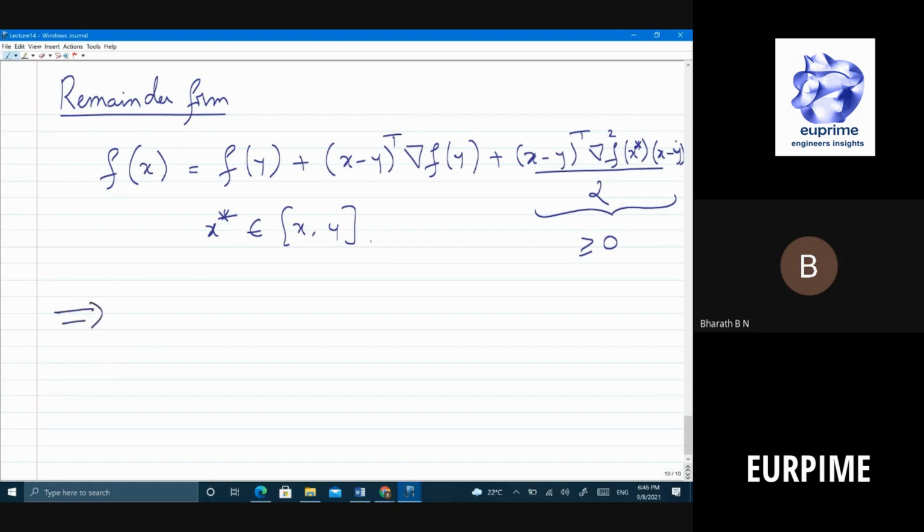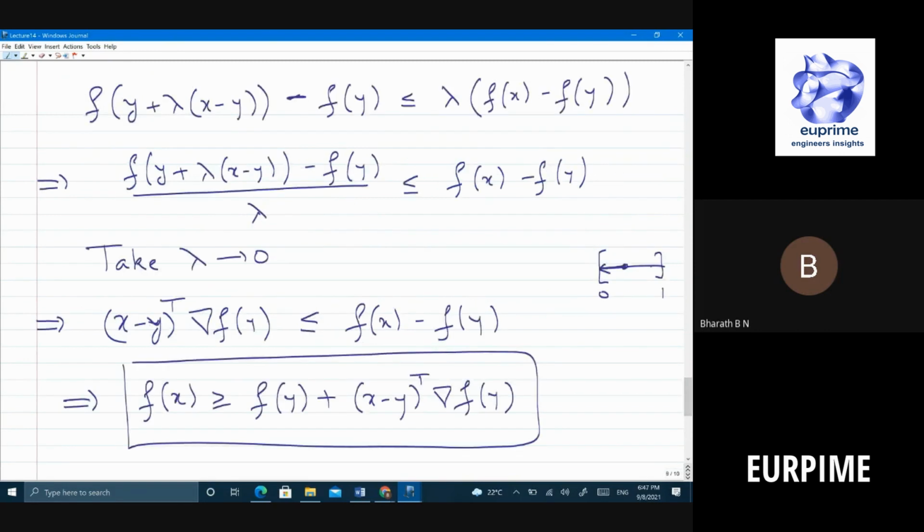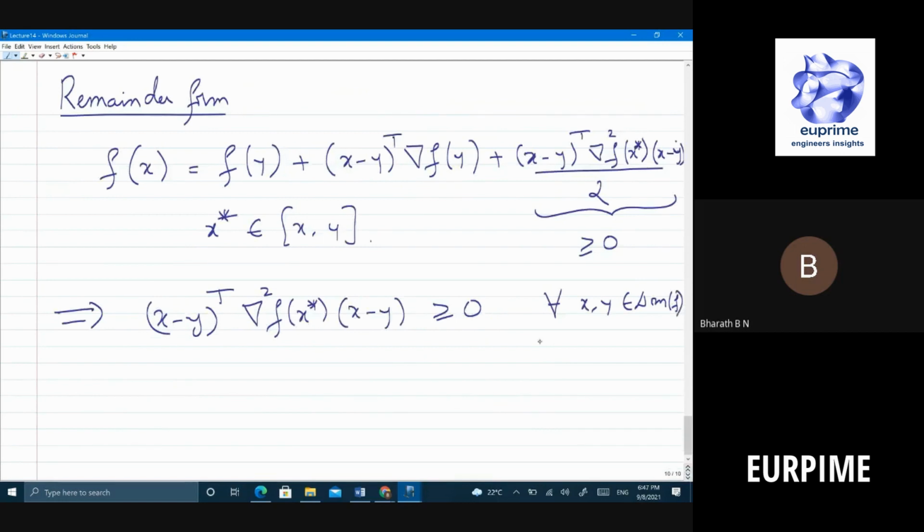This implies (x minus y) transpose the Hessian of f at x star (x minus y) is greater than or equal to 0 for every x, y in the domain of f, and for some x star in the interval between x and y, right? This is true, right? You agree?